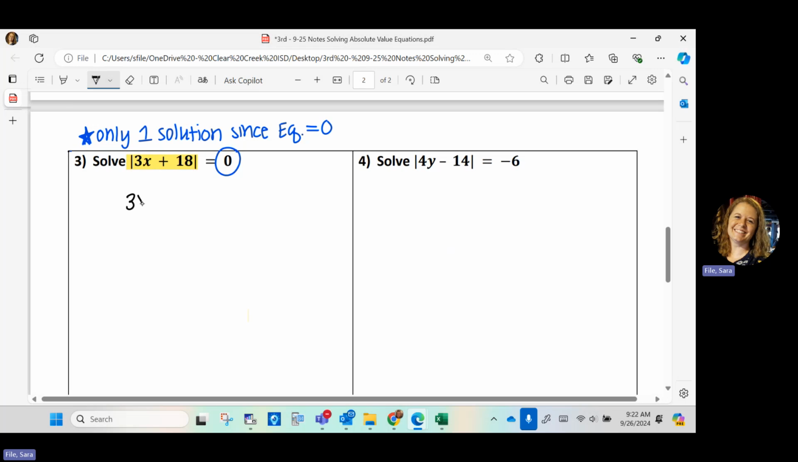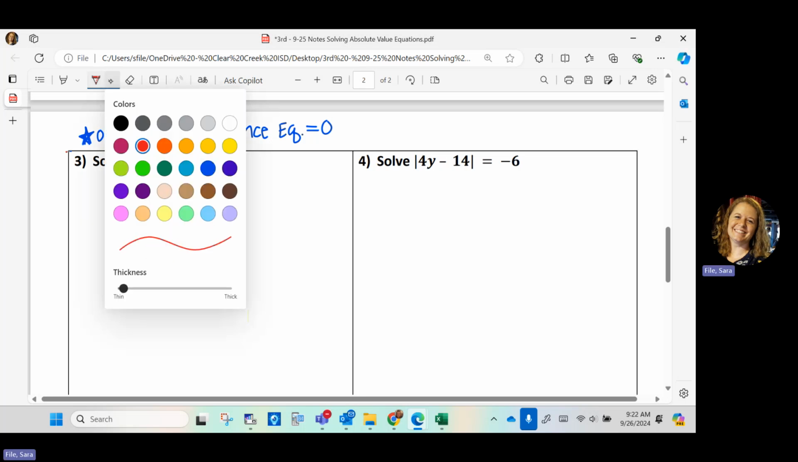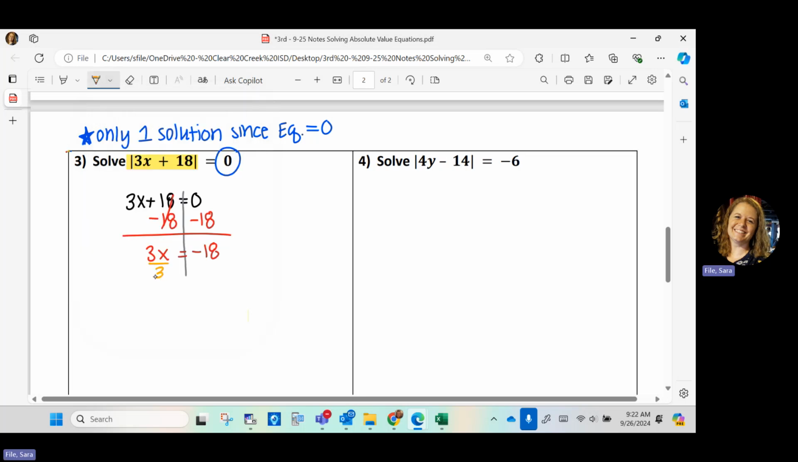So I take the inside, set it equal to 0, and solve. Again, if you need to separate the left and right, let's do that. And now we're going to subtract 18 from both sides. And then I need to divide out the coefficient, 3 in this case. So I get x equals -6.